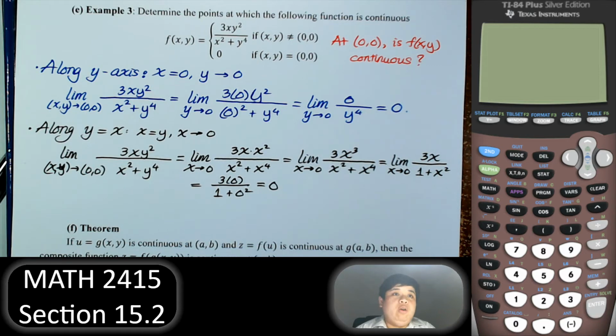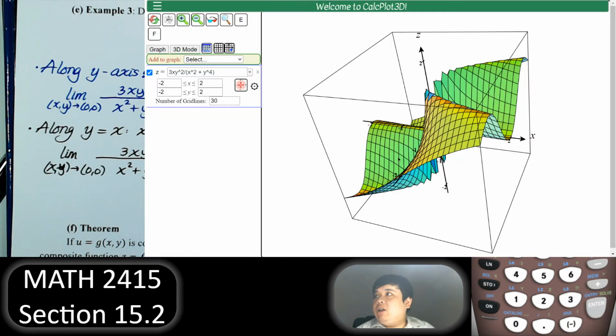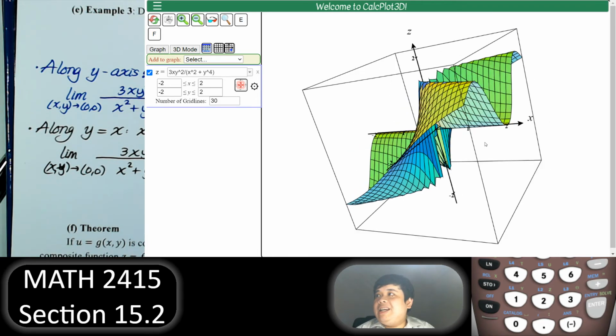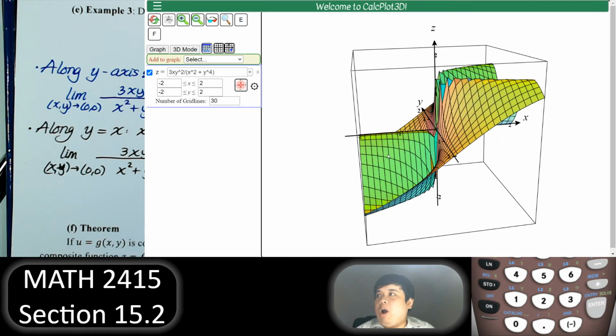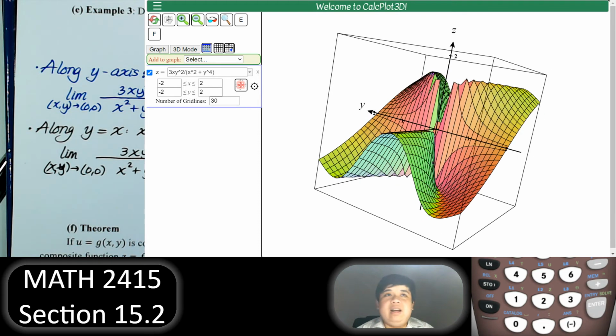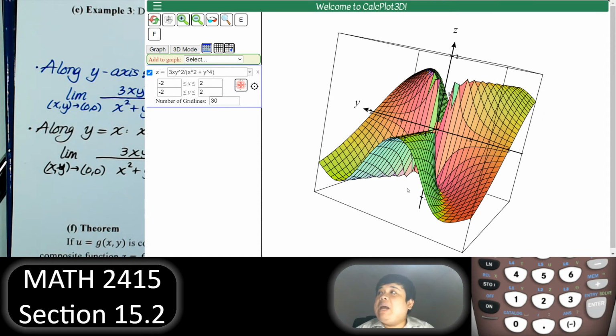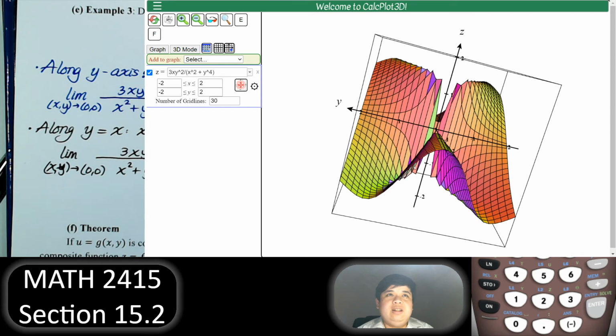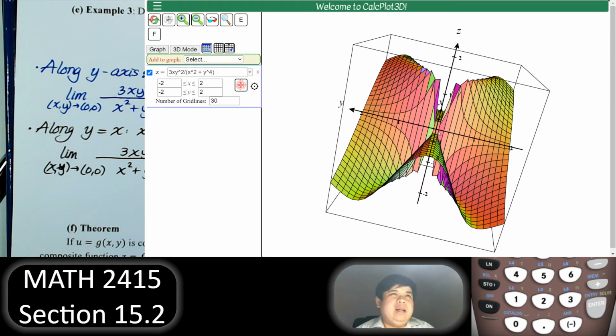But if we look at the graph one more time, it says that if it is in the parabola path, maybe the limit is different, right? Because it does have the parabola path here. Yeah, but you say, what's that limit? Does it look like equal to 0, right?